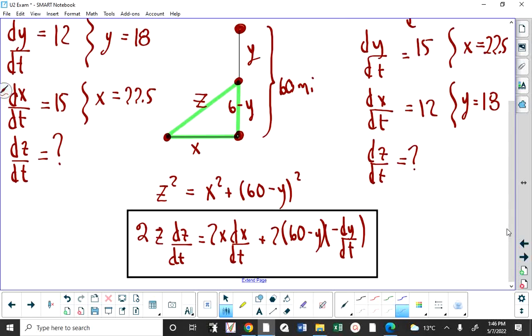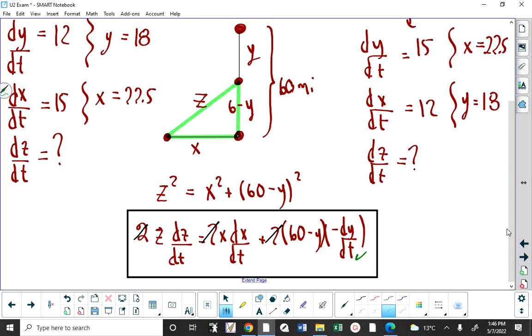If you take a look at everything in the equation in the box at the bottom of the screen, and by the way, I would highly recommend canceling those 2's by dividing both sides of the equation by 2, you need to know dy/dt over here on the right-hand side, and dy/dt is known.